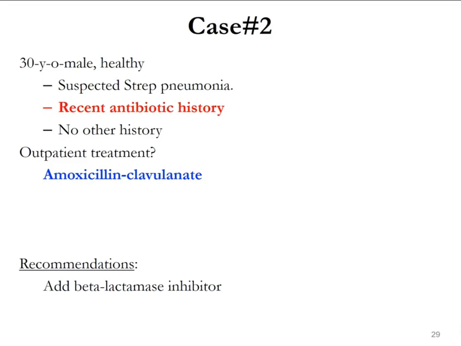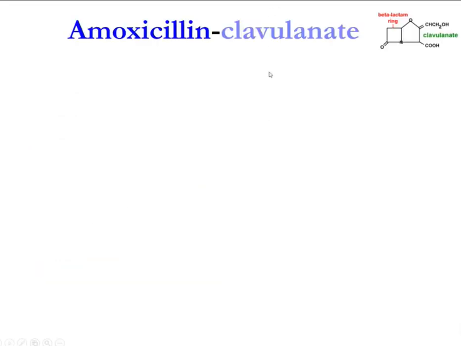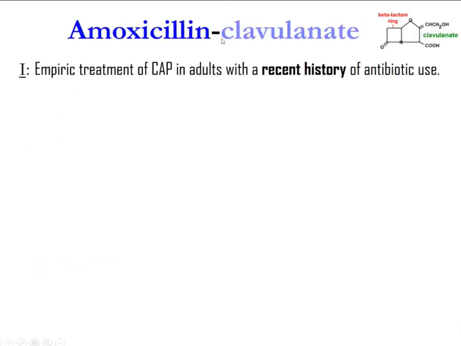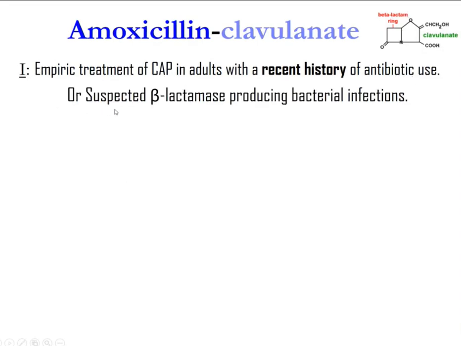So you need to use your brain. You cannot give only amoxicillin. I need extra coverage. So you're going to go for amoxicillin clavulanate. Does that make sense? Okay, good. Indication you already learned. Now you need to learn the mechanism of action, all those details. So why do you add it? How is it working? This is the indication: empiric treatment of CAP, community acquired pneumonia, in adults with a recent history of antibiotic use, or suspected beta-lactamase producing bacterial infection.